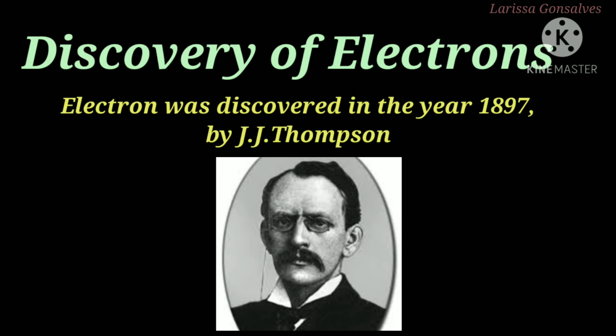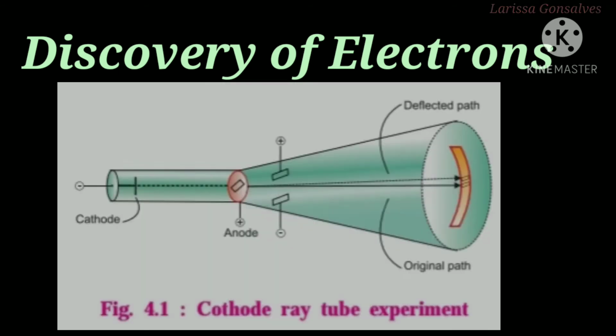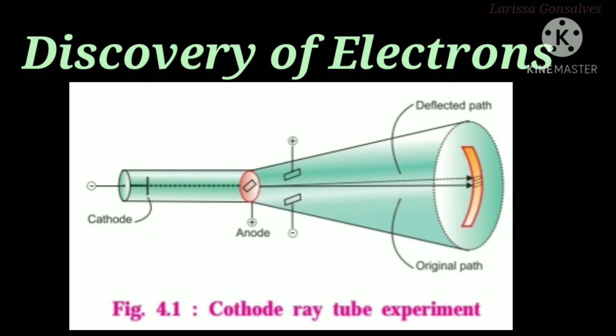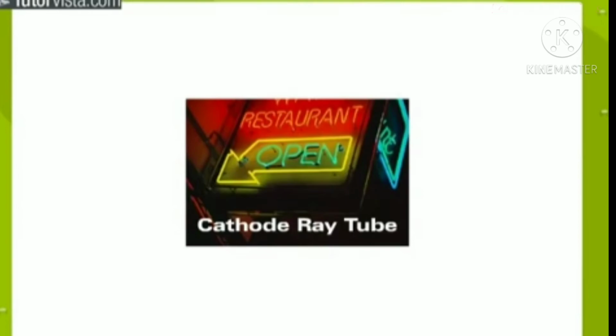And these negatively charged particles were present in all the atoms. Later, these particles were named electrons. Here is a picture of how a cathode ray tube looks. Let us now watch a video to understand how the cathode rays are generated. Cathode ray tube.